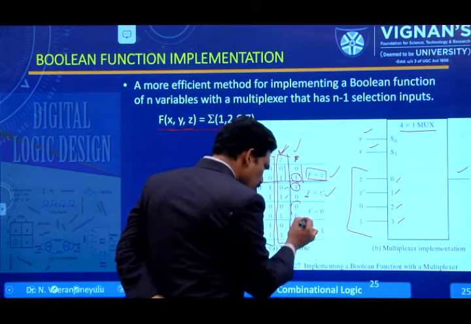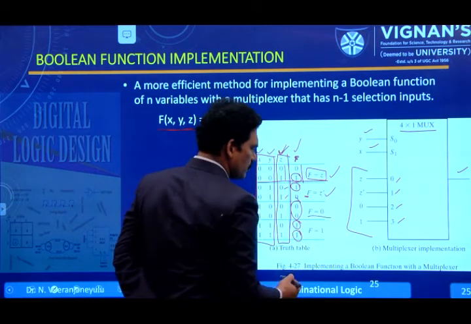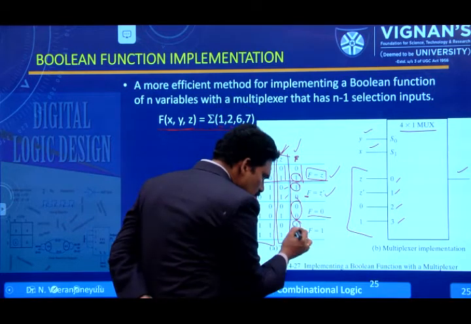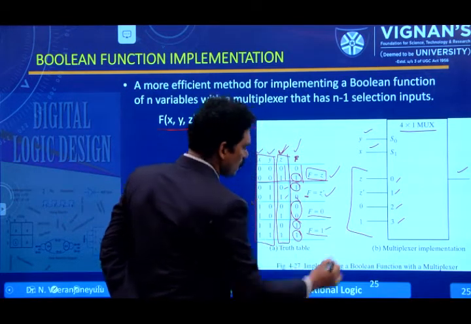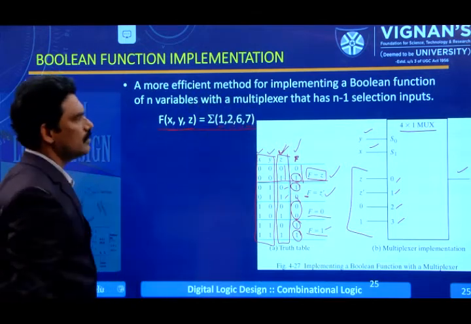So, here the f value is 2 times 0, we can directly write f is equal to 0. Here the f value is 2 times 1, f is equal to 1. So, based on this, we are going to implement this one.